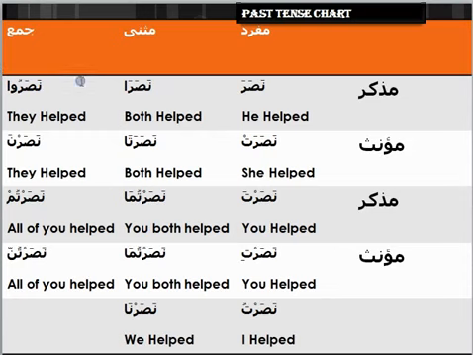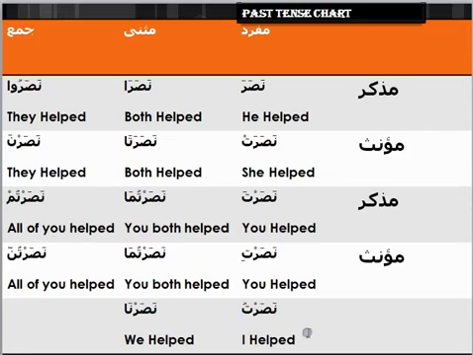Nasaru. You see, as the pronoun changes, the word changes. Nasarat, nasarata, nasanna, respectively for she helped, both of them female helped, they female helped. Same goes for nasarta, nasartuma, nasartum, respectively, meaning you helped, both of you helped, all of you helped. Then again, nasarti, nasartuma, nasartunna: you female helped, both of you helped, all of you helped.